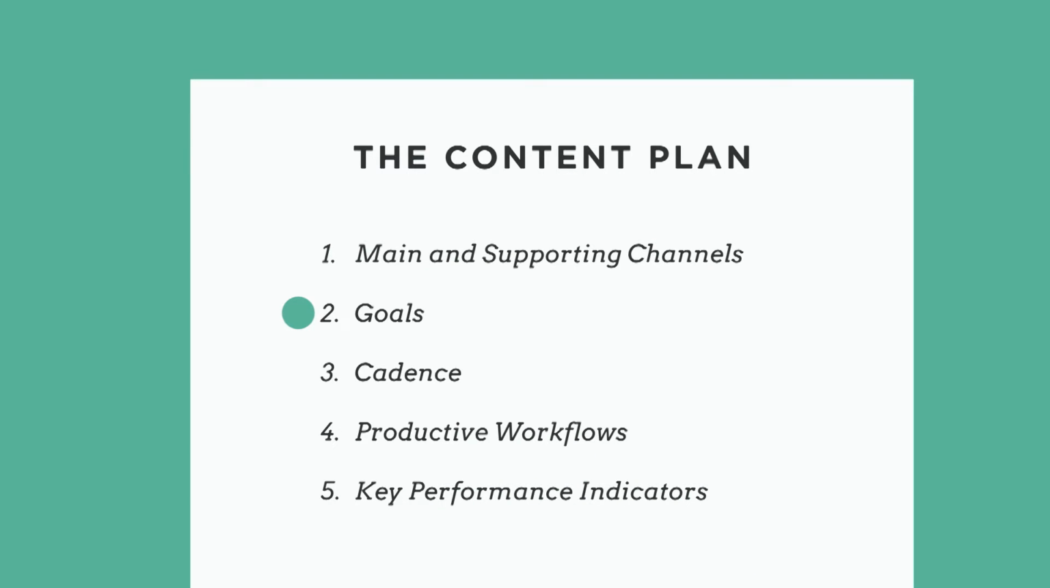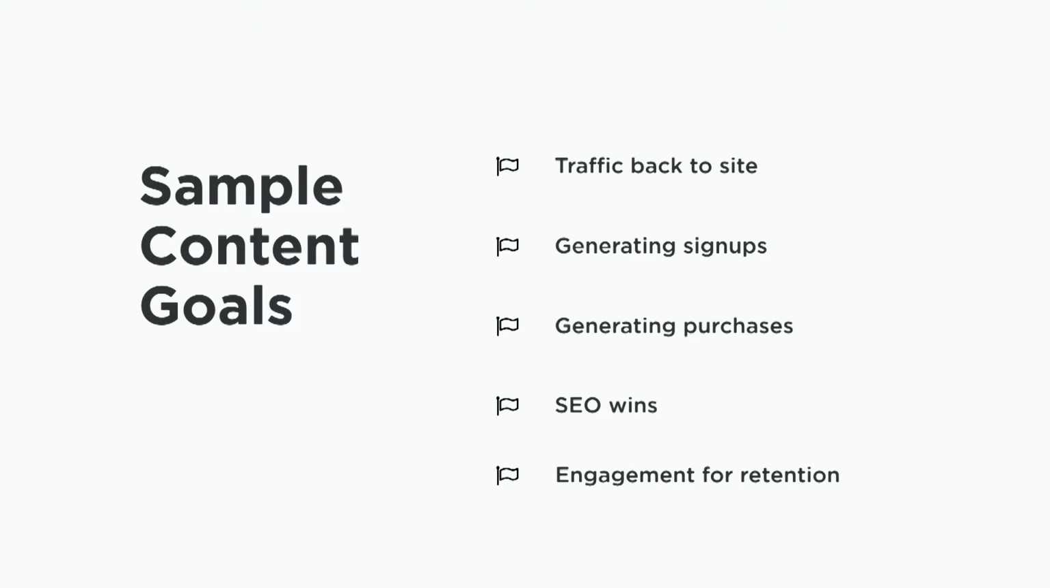Now let's look at that second component of the content marketing plan, which is your goals. What are you aiming to accomplish with this content production strategy? I want to propose 5 different sample content goals that are very popular among B2B and B2C brands. And these 5 content goals are, first, generating traffic back to site, which means the reason you're creating content is just to bring all of that attention back to your website and product.